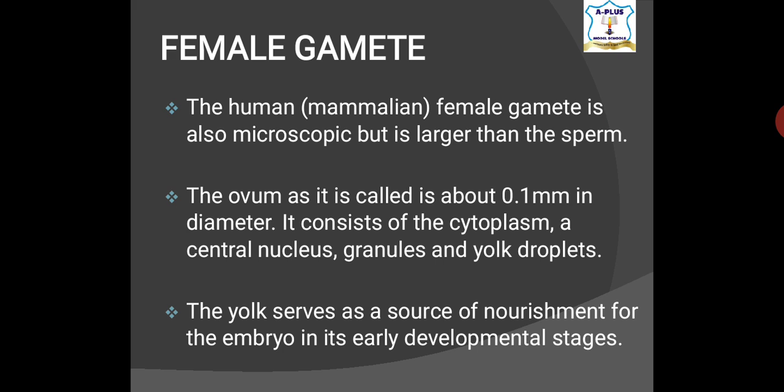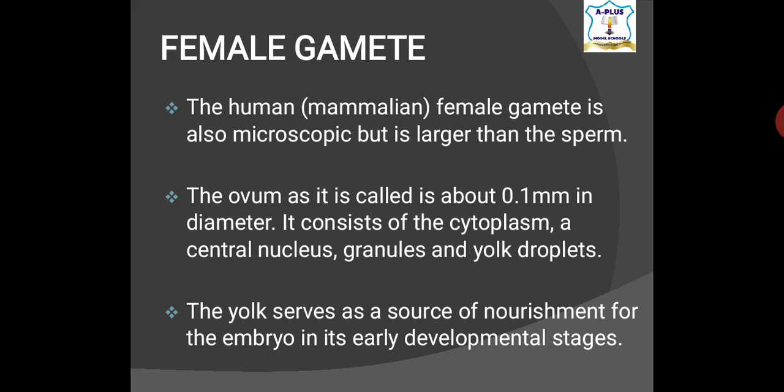The ovum, as it is called, that means the female gamete, is about 0.1 millimeter in diameter. You know that one is micrometer, so this one is 0.1 millimeter. The sperm consists of the nucleus in the head, and the tail, which is the flagellum. This one consists of cytoplasm, a central nucleus, granules, and a yolk droplet. The yolk serves as a source of nourishment for the embryo.